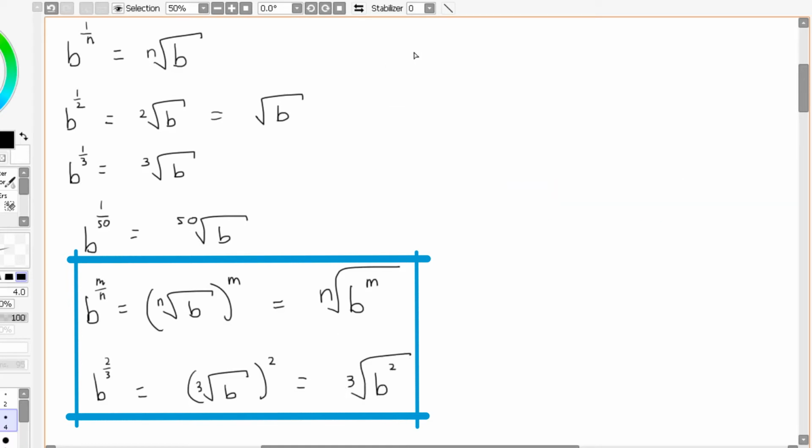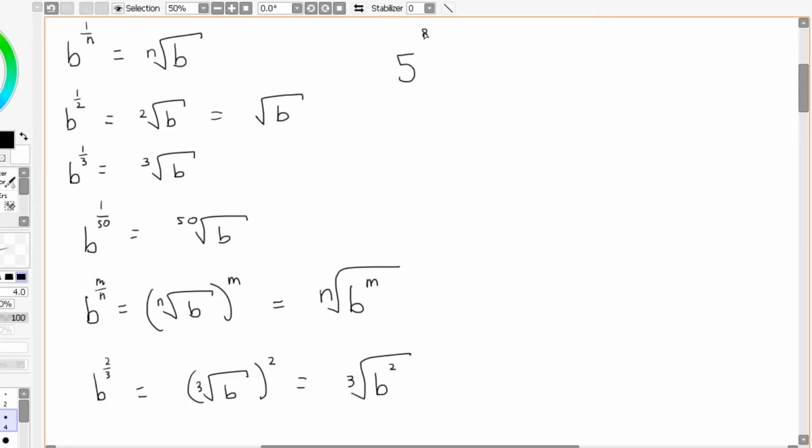Another example with numbers, 5 to the power of 8 over 7. It does not matter that the numerator is bigger than the denominator here. This is going to be equal to, let's take the root, this one goes on the bottom, and then the power going at the top, or you can write it like this.